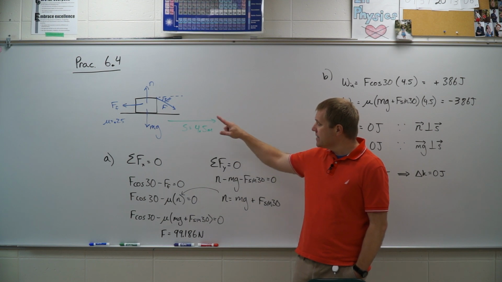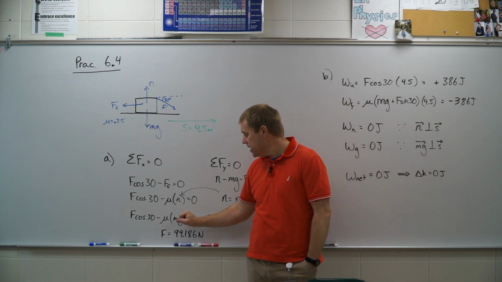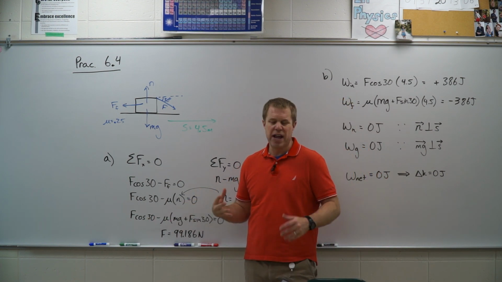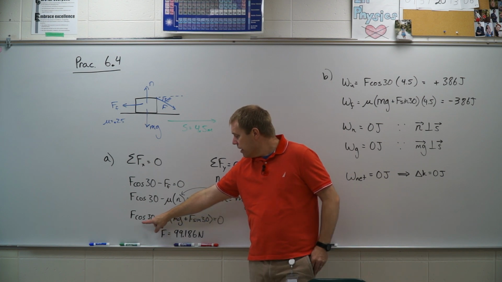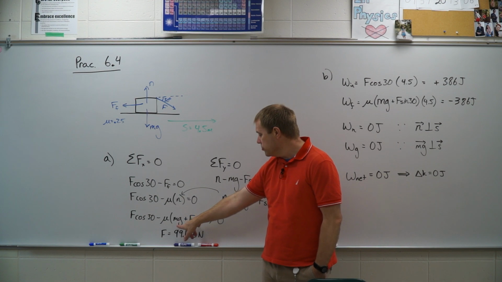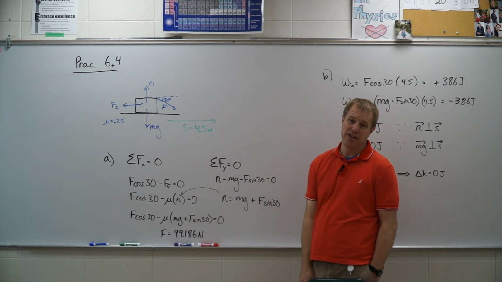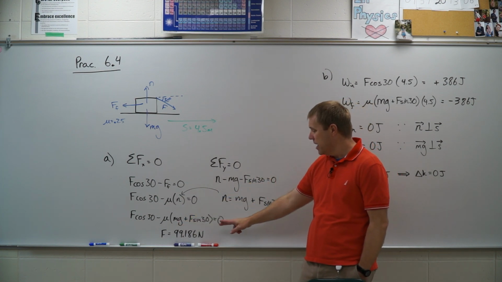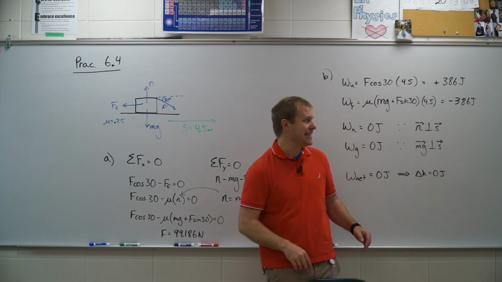In this case, it is kinetic friction, so we will substitute in. It is not a range like in a static situation. So I have F cosine 30 minus mu times what I found my normal force to be, mg plus F sine 30. I went ahead and just plugged that into solver on my calculator, and I got 99.186.